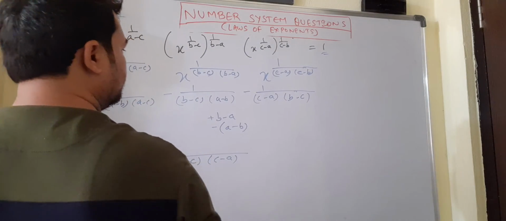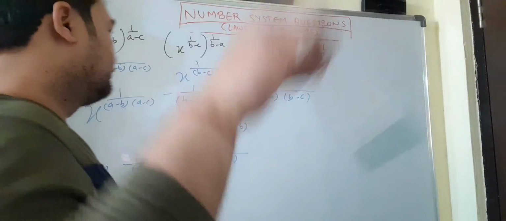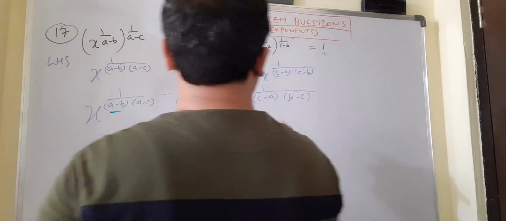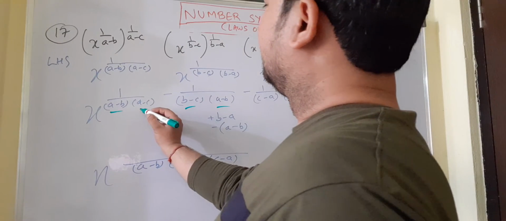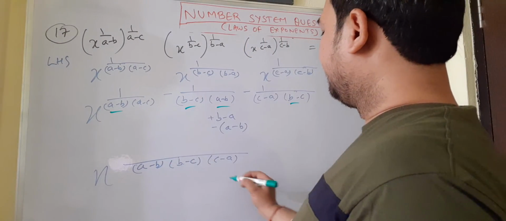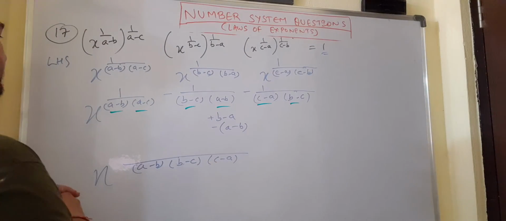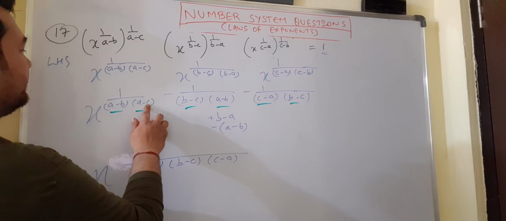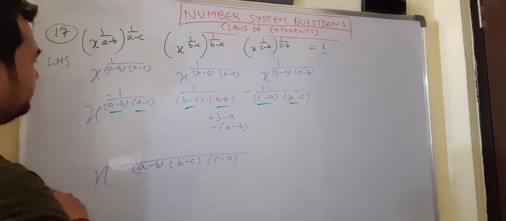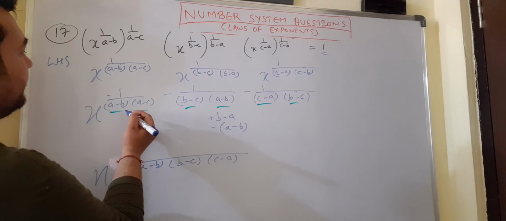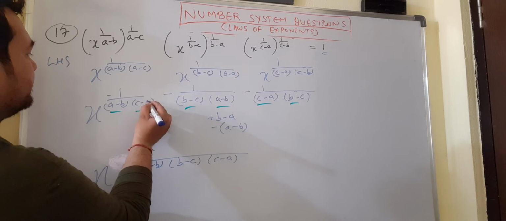So you have got a minus b here, a minus b here, b minus c here, b minus c here. For a minus c, you have to obtain c minus a, so you have obtained a minus c here. So you can again take the minus sign common, and this will be your minus 1, and this will get converted into c minus a.